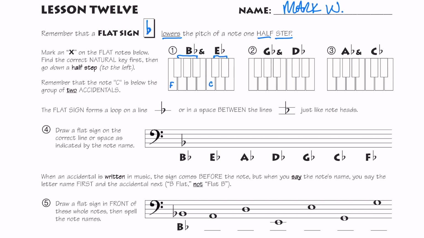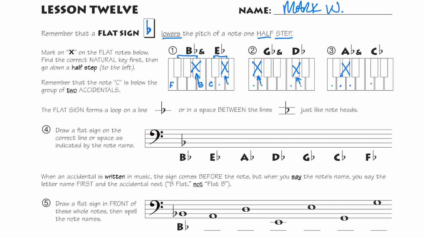So if I find B, which is right below C, and I go down a half step, that's my B flat. Now C, D, E, here's my E, down a half step, E flat. So all I'm doing is drawing an X on that note. So home key F, G, down a half step. Home key C, here's D, down a half step, D flat. Home key F, G, A, down a half step, A flat.